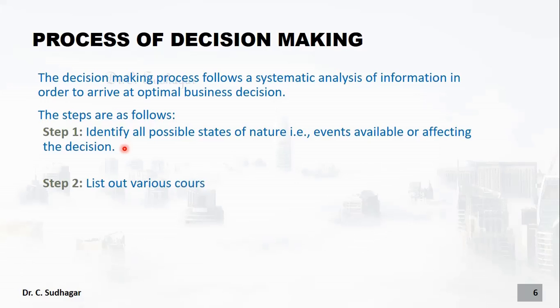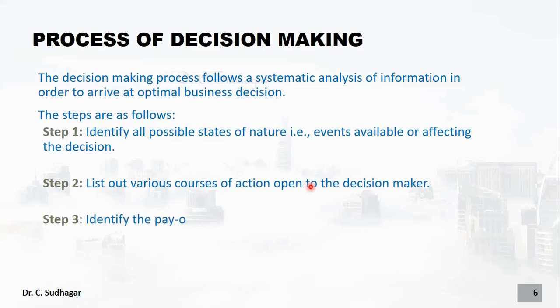Second, list out the various courses of action open to the decision makers. So what can a decision maker do? If you are having four different alternatives, what are the four different things you can do if the states of nature are changing? So first you should list out possible states of nature. Second, you should list out the various courses of action you can take.